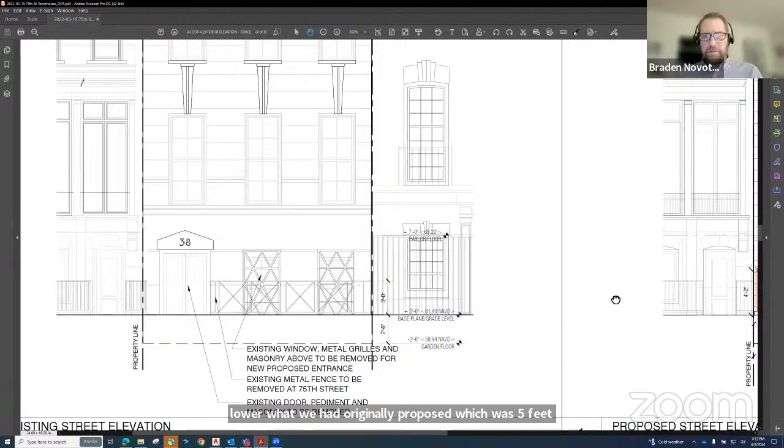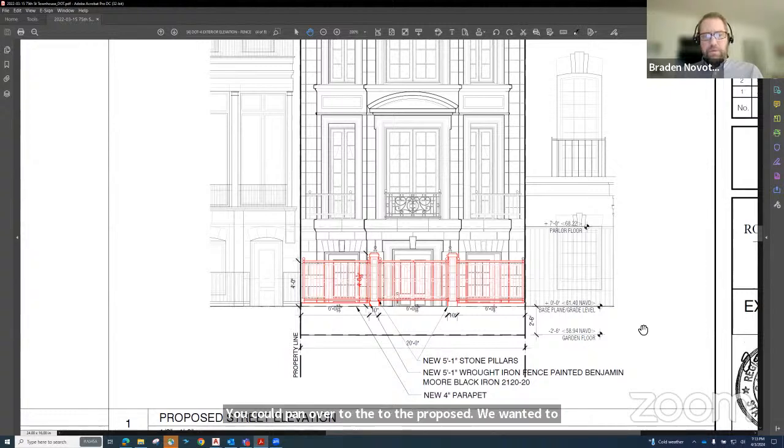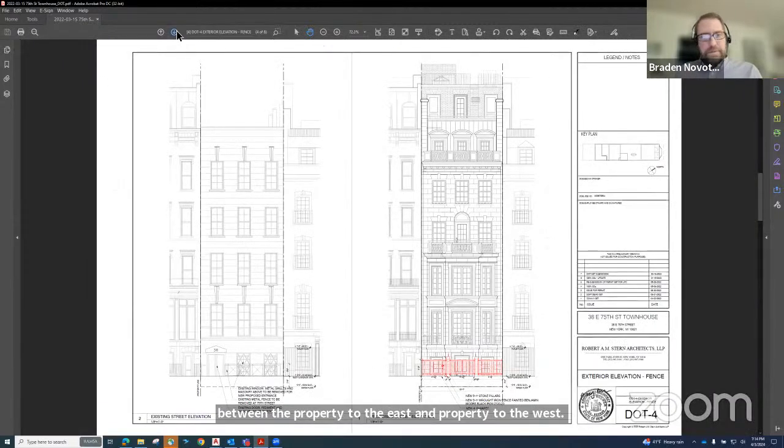If you could pan over to the proposed. We wanted to have it work with the facade, but we also wanted to add a level of security for the new owners. So we came across this height because we felt it was conducive to both of those purposes. The current height is now 4 feet from the concrete to the top of the fence. And it sits as a sort of median between the property to the east and the property to the west. Go to the next slide, please.